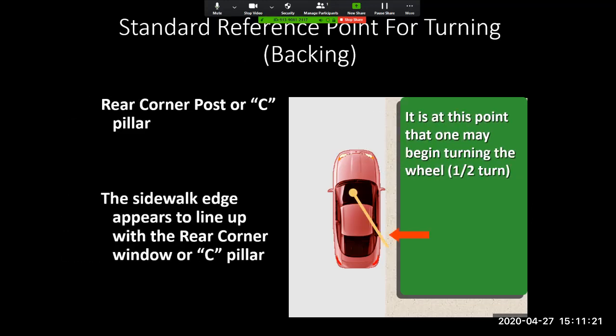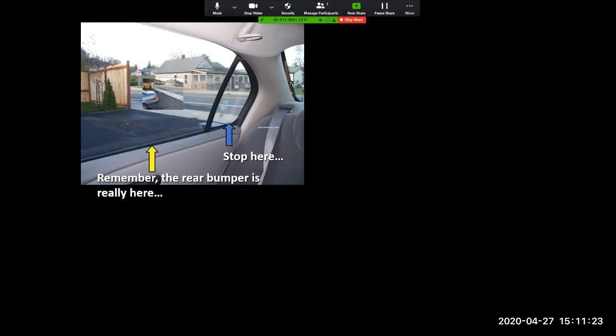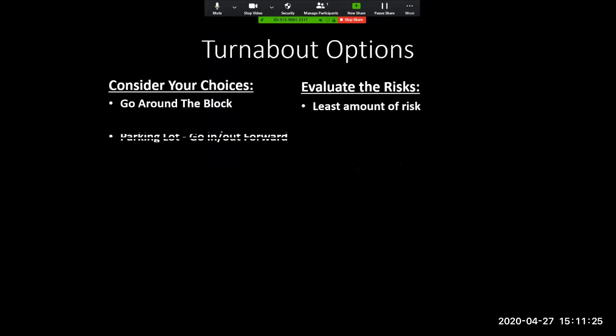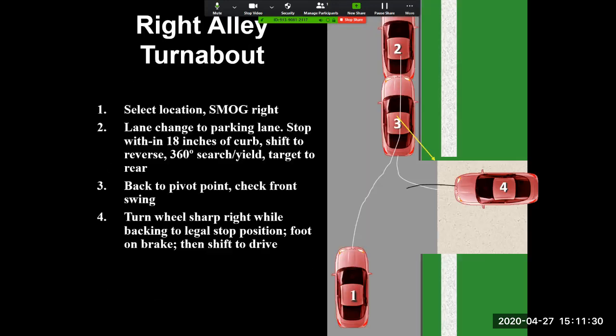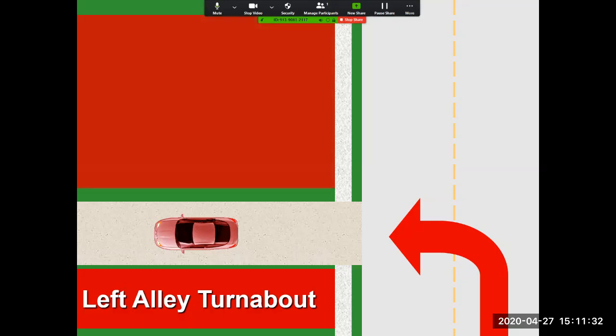Okay, so something that looks like this. Turnarounds, something we'll talk about more in Drive 3. This is the one that's on the state test, and so this is the one that we're going to finish with and talk about. So first is we want to find a location. This is called a left alley turnabout, or if you've had someone go through traffic safety before, it's your back around the corner. The goal of this is to turn around safely and legally.